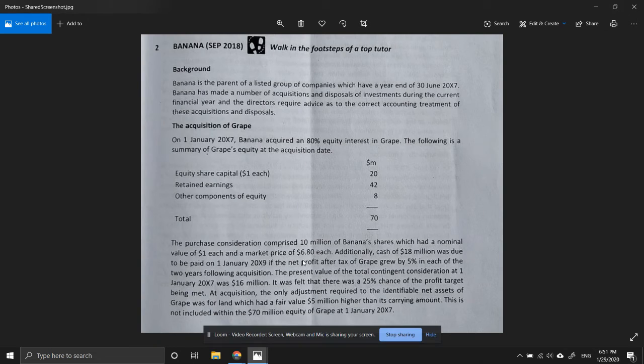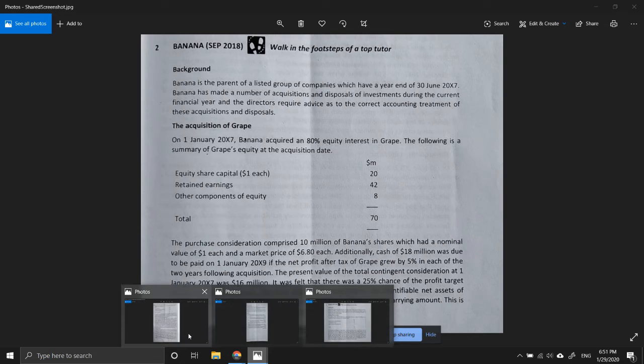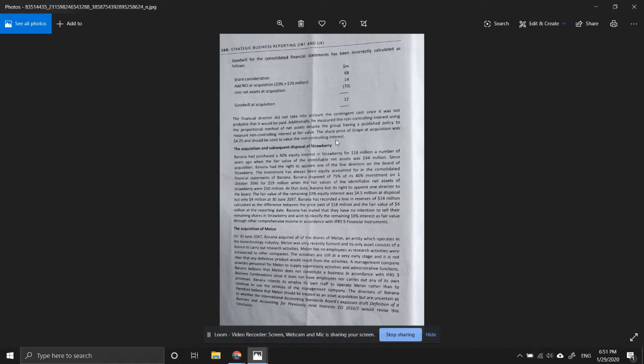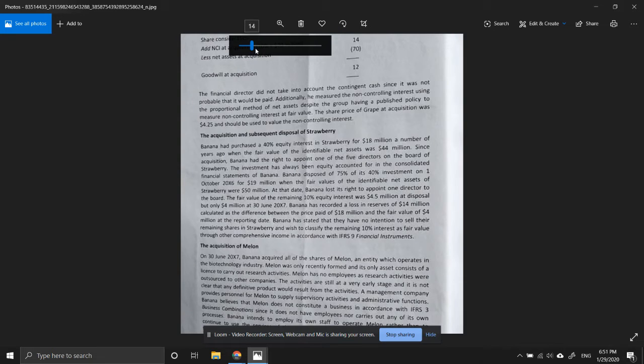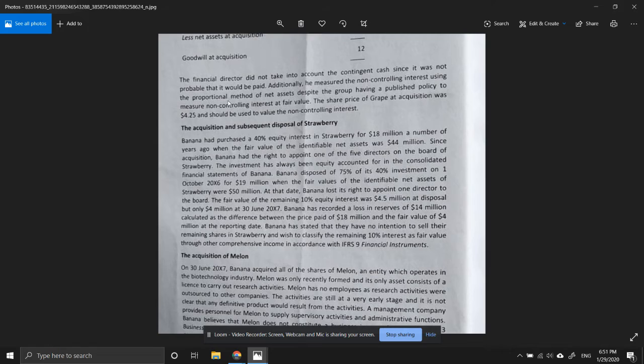Why is it different over here? This market price could have been for any other date, so we'll just use that figure, whatever the question says. That's the goodwill part, and then let's see what else. That's for Grape, and then there is the acquisition and subsequent disposal of Strawberry.